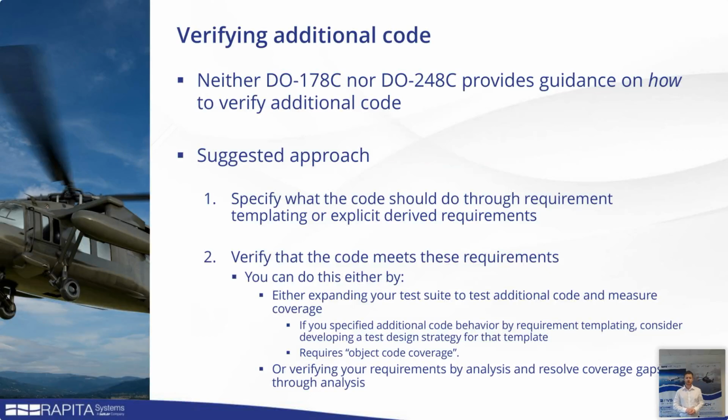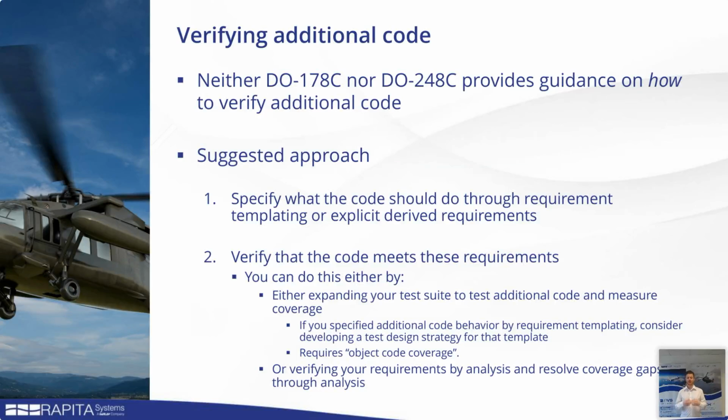So moving on to the final point: how do we verify that additional code? Let's say we've done the compiler verification, but we know that certain constructs are going to introduce additional code. We can't eliminate it. We've gone through all the process of asking whether we can eliminate this untraceable code through coding standards and compiler options. If not, DO-178C says you must verify this.